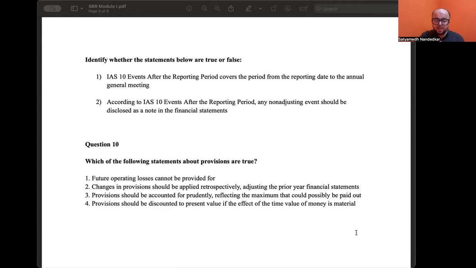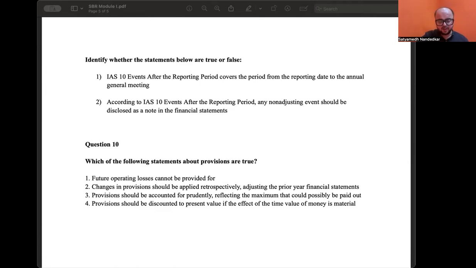Let's look at 2. A change in provision is a change in accounting estimate, which means it has to be applied prospectively, not retrospectively. Earlier, I thought that 40 customers will come for a refund. Now I think only 30 customers will come for a refund. Change in estimate, prospective effect. And they should be accounted for prudently, reflecting the maximum amount? No. The amount that you reflect in the financial statements should be the highest possible liability if there is only one outcome, or the expected value of the multiple outcomes if there are multiple events possible. So statement 3 is also incorrect.